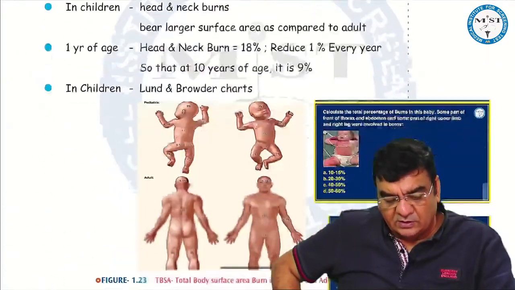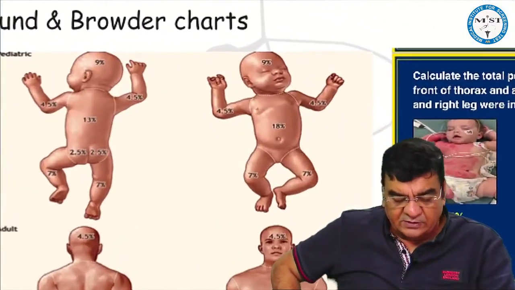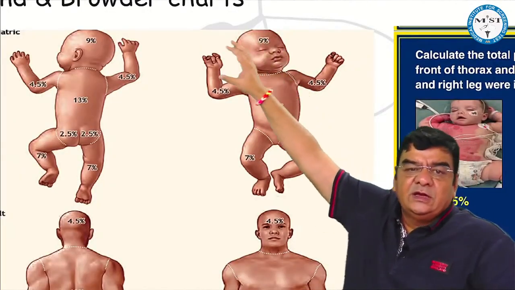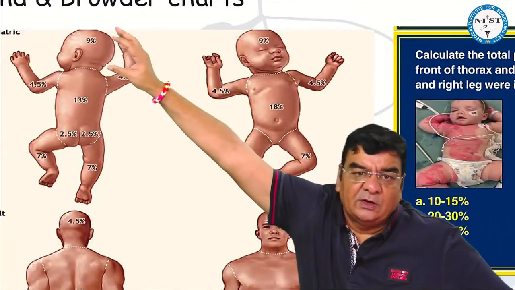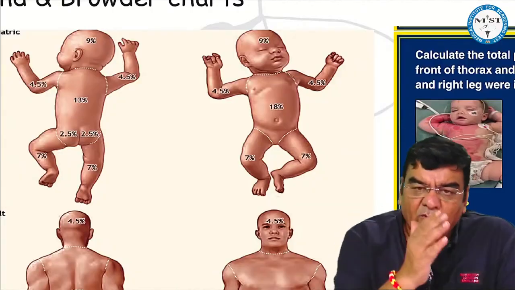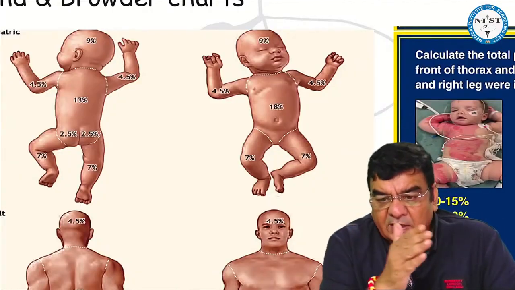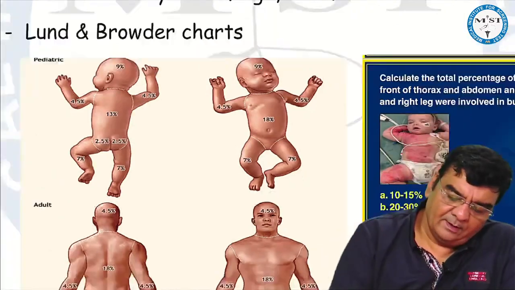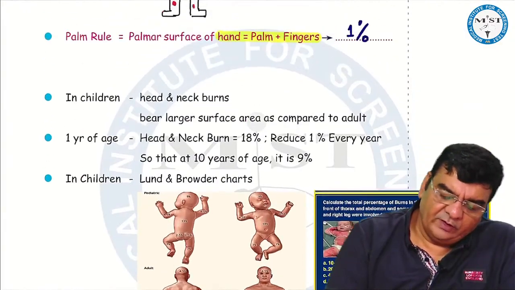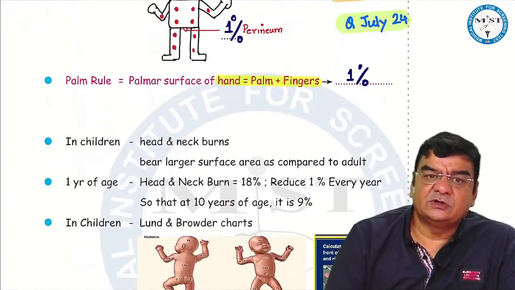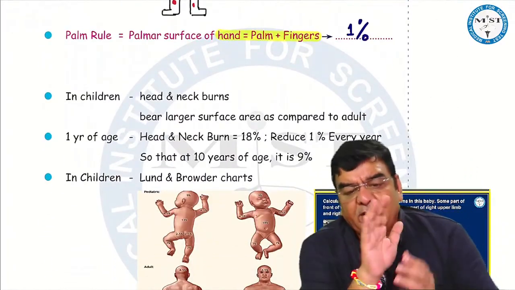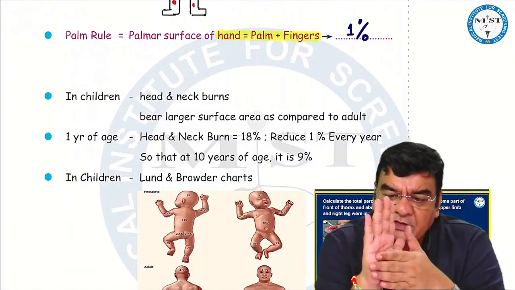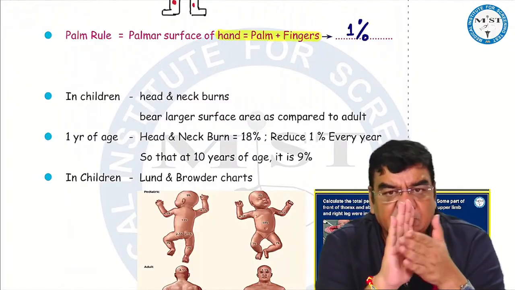In case of children, the head and neck bear a larger surface area as compared to the adult. At 1 year of age, the head and neck is taken as just double, 18%. And now we reduce 1% every year, so that at 10 years of age, the head and neck burn is 9%. We can take the help of Lund and Browder charts in children. Palm rule: in patchy distribution of burns, we can cut a piece of paper equivalent to the size of the patient's hand. Hand means the palm and the fingers, and that is taken as 1%.